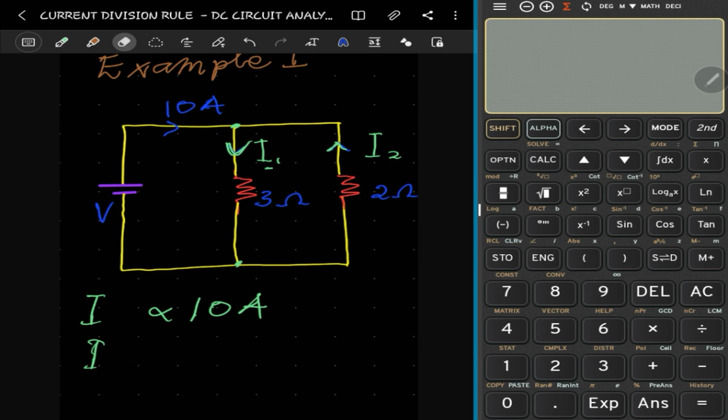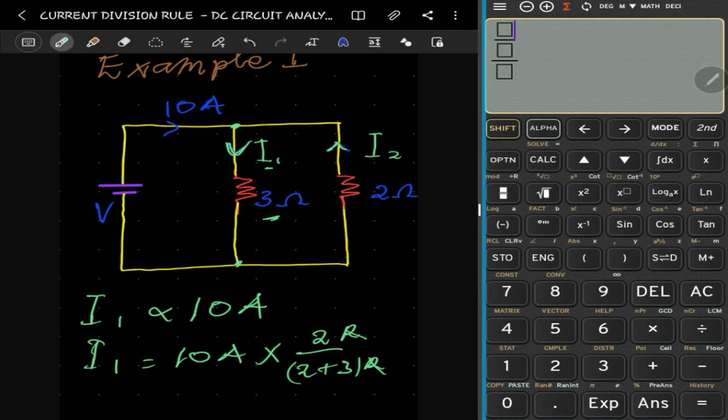I1 is equal to 10 amperes times, right? We know I1 here passes through the 3, meaning that we use the other one as the numerator. So that will be 2 on 2 plus 3, right? It's a fraction because here the resistances cancel out, meaning it is just a number, a fraction, right? So a portion of the 10 amperes.